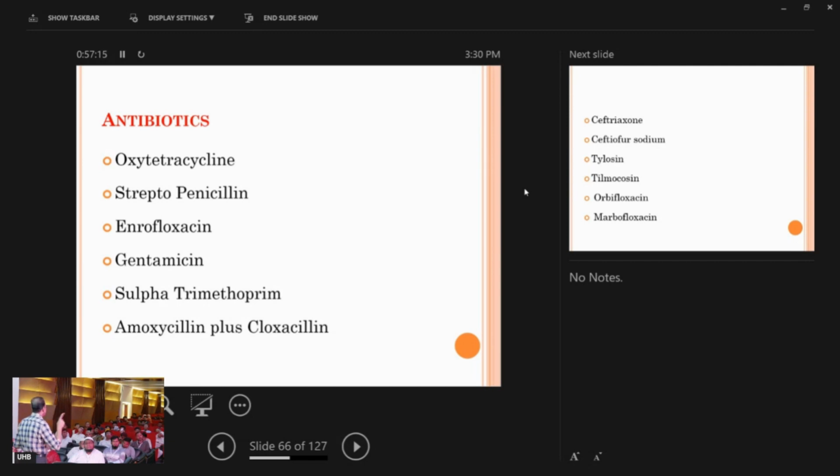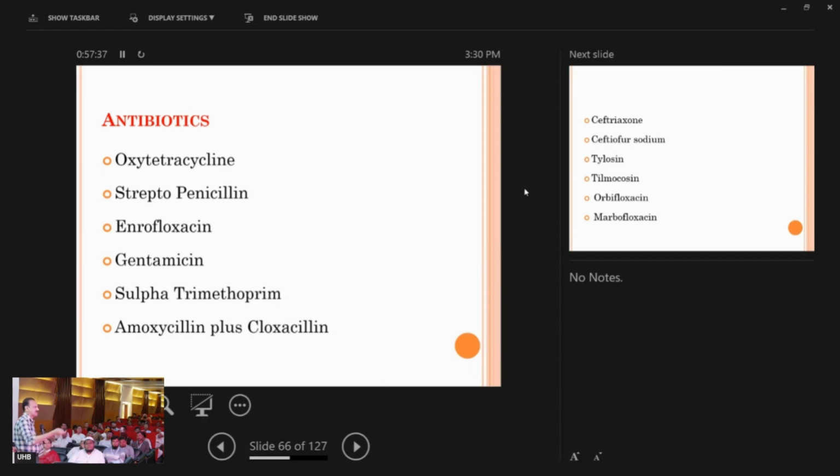Sulfa-trimethoprim, two preparations are available. One is an IM preparation, another is an IV preparation. The IM preparation you should not give IV, as that leads to anaphylaxis. The IV preparation is excellent for treating gastrointestinal disorders, enteritis, especially bacterial enteritis. You can get very excellent results with sulfa-trimethoprim.